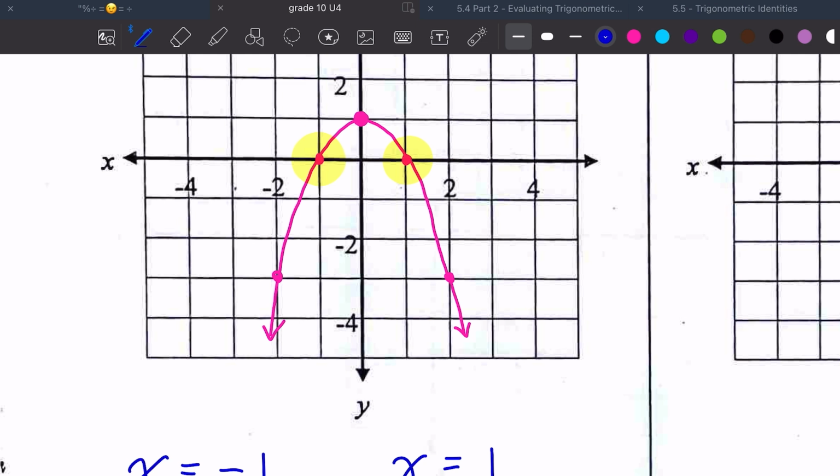So it wants you to graph, and it wants you to identify.